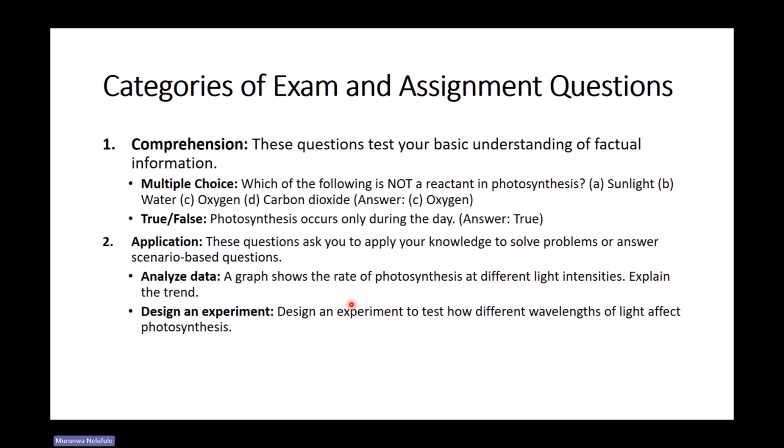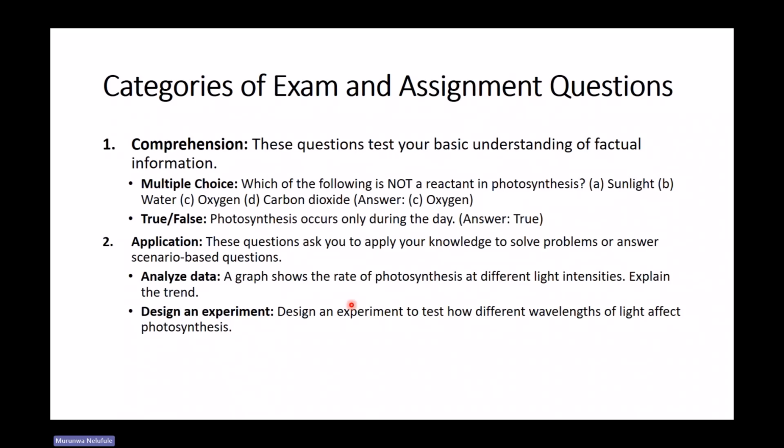Then there's also another category of application, which are questions that ask you to apply your knowledge at different levels, to solve problems or answer a scenario-based question. And the type of question here will be to analyze the data. A graph shows the rate of photosynthesis at different light intensities. Explain the trend.